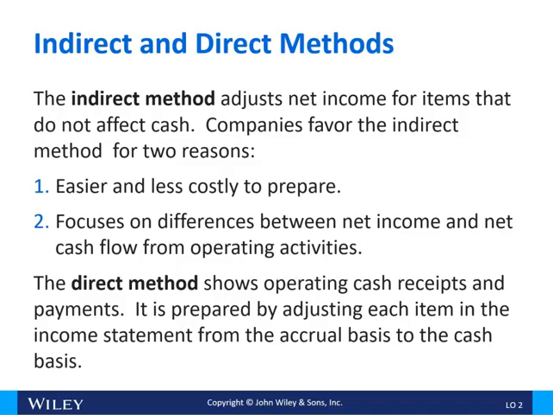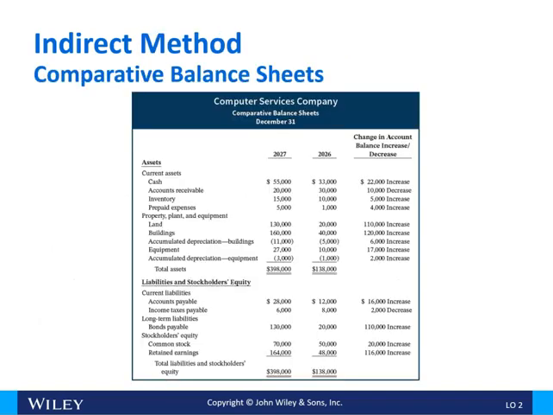It's more costly because you're almost keeping 2 sets of books as you're doing it. Again, you can do it because it's going to give you the same answer. The indirect method just is easier and less costly, so that's why companies use it. So we'll start looking at some data and go through some examples.